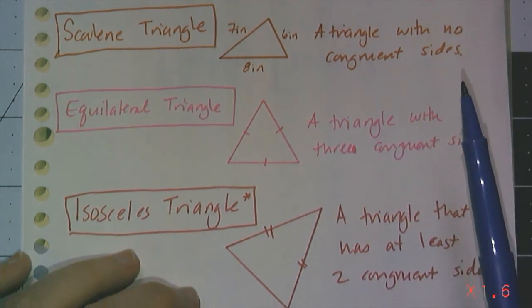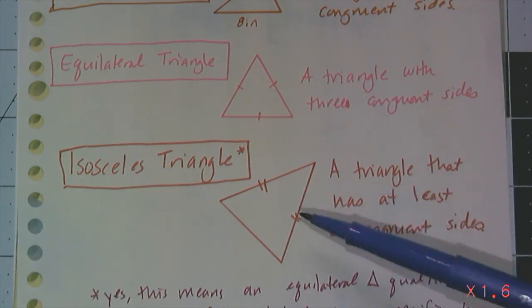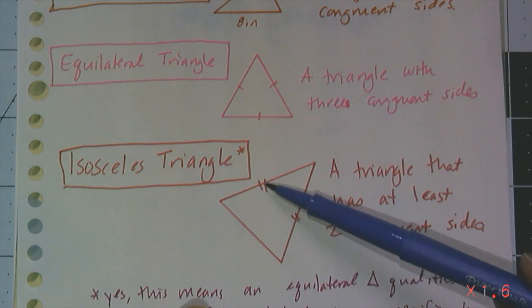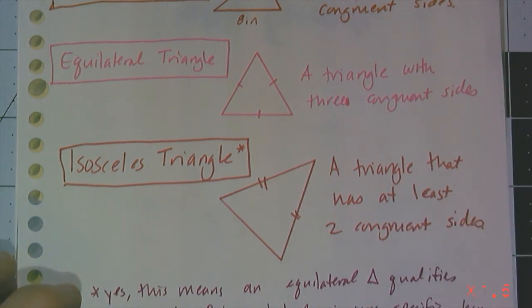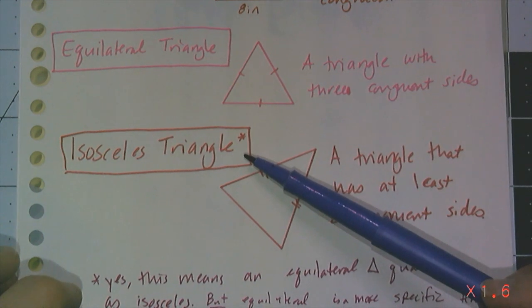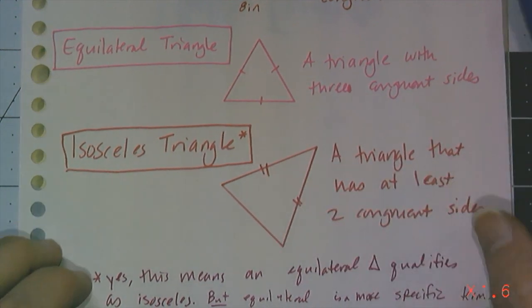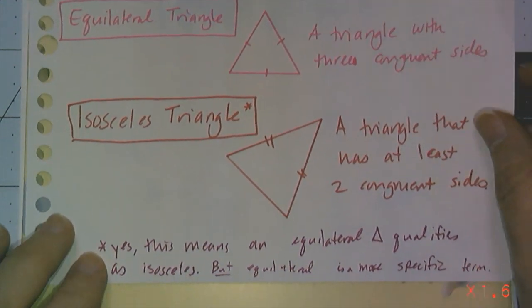And then isosceles triangles. This is a triangle with at least two congruent sides, and so they'll either be marked like this with the congruence markings, marked with the equal measures, or you'll be told they're isosceles and which sides are congruent. Now you may have noticed I put a little star next to the word isosceles triangle, and that's because this definition is a little bit different than what you're probably used to.